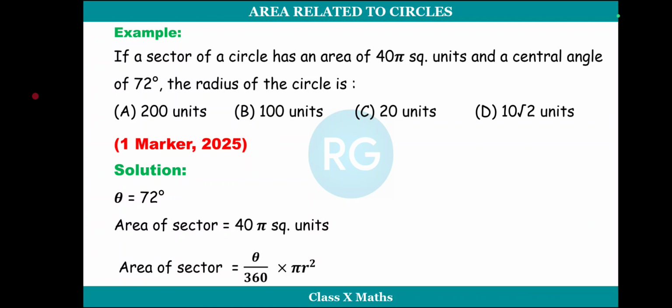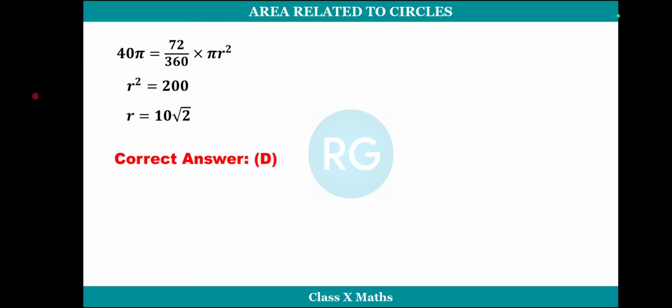So that is what I have jotted down. Theta is 72 degrees, area of sector is 40 pi. Now I need to simply put the values and find the radius. Only the calculation part is left here. We know that area of a sector is theta by 360 into pi r square. I have put the respective values and landed with r square equals 200, and r will be 10 root 2 centimeters. So the correct answer is option D.